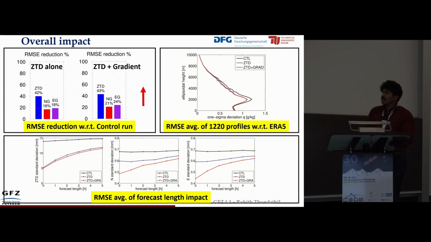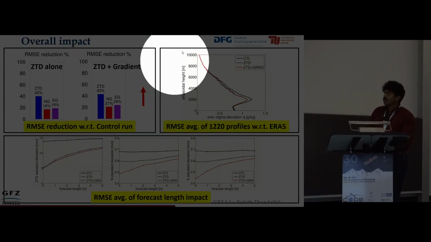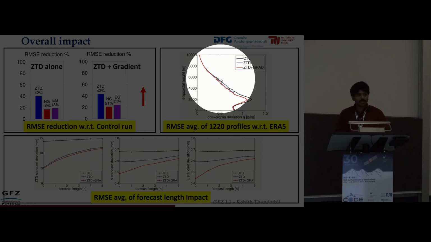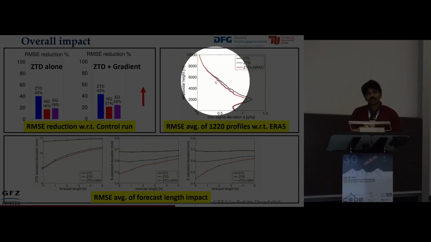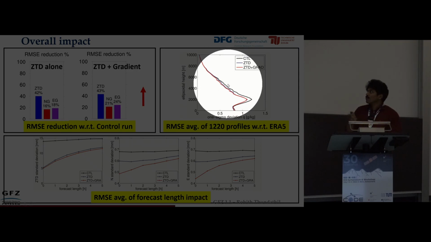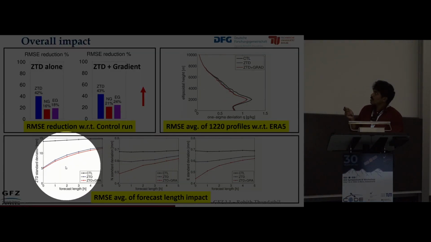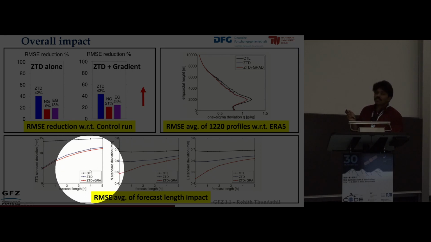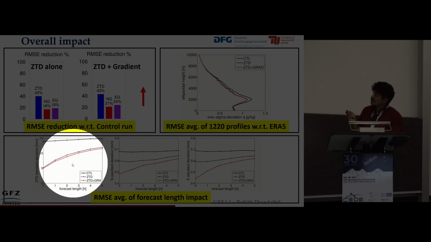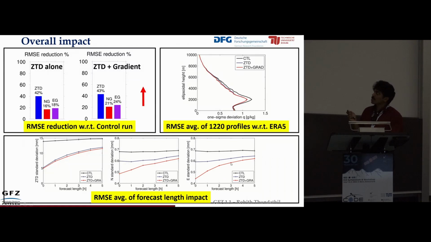So it has a synergistic effect, a symbiotic effect. And we have analysis with respect to ERA5, where we compared around 1,220 profiles. We compared with 5 stations distributed over Germany, and we found that when we compare the ERA5 profiles, we find an improvement in the lower troposphere region. So this is the magic of the gradient observations. We improve the lower troposphere region, which was not accomplished by the ZTDs.